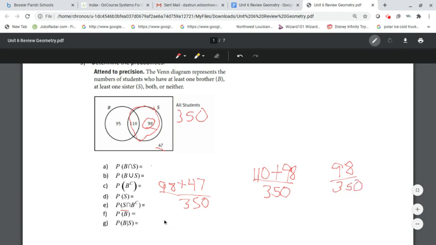So that will be 98 divided by 350. All right, and the probability of B will be all of B. So we're going to find the probability of all of B, which will be these two. All right, so we're going to do 95 plus 110 divided by 350.